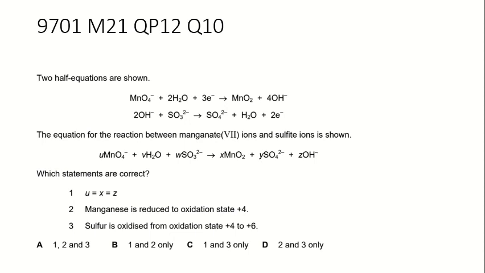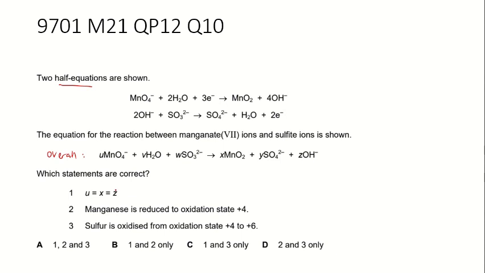Now this is a redox equation. We are given two half equations here, one for the reduction and another one for oxidation. And then they also give us an overall equation from these two half equations. If we look at statements 1, 2, and 3, they want us to pick the correct one.